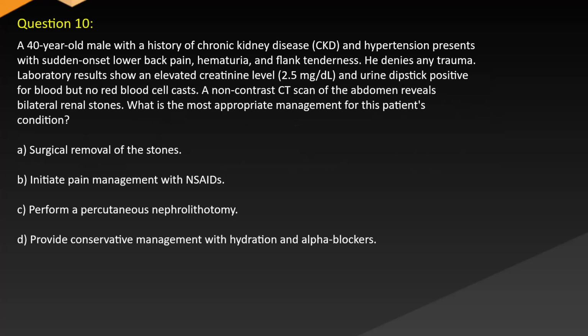Question 10. A 40-year-old male with a history of chronic kidney disease (CKD) and hypertension presents with sudden onset lower back pain, hematuria, and flank tenderness. He denies any trauma. Laboratory results show an elevated creatinine level of 2.5 mg/dL and urine dipstick positive for blood, but no red blood cell casts. A non-contrast CT scan of the abdomen reveals bilateral renal stones. What is the appropriate management for this patient's condition?